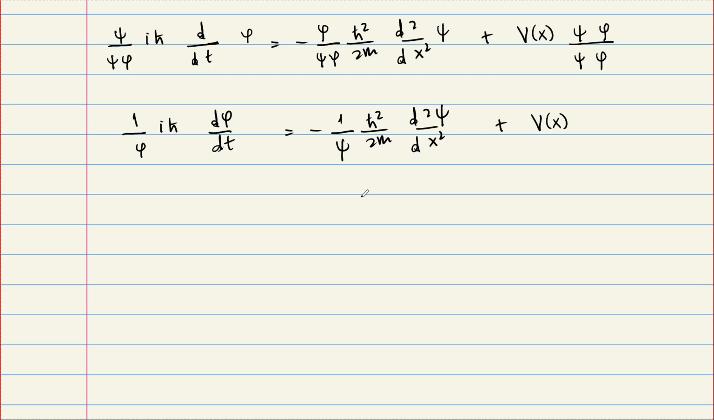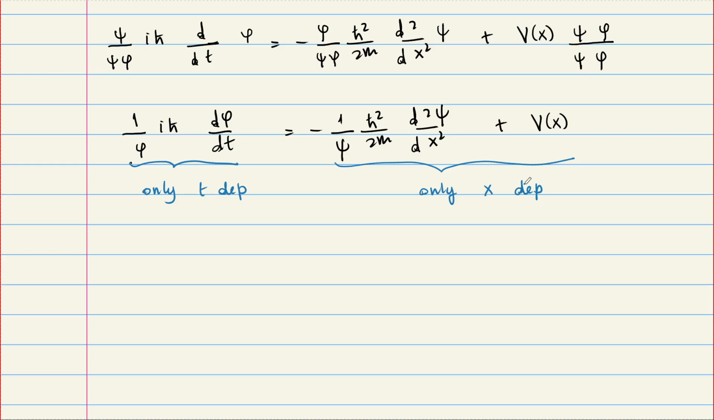Now, we look at this equation and we say that the left-hand side is only t dependent, right? There is nothing other than t. There is no x here. I come here and I look at this side. This is only x dependent.